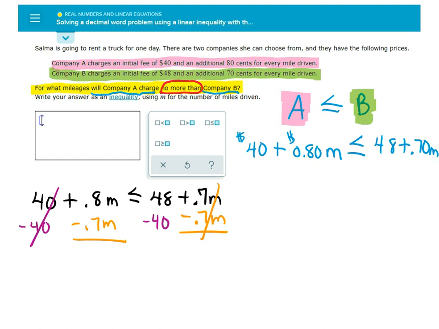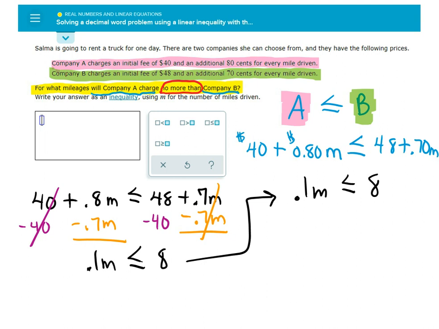So anyway, I got all my M's on the left and all of my non-M's on the right. And I just have to do the math now. On the left, 0.8M minus 0.7M would be 0.1M. And then on the right, 48 minus 40 would be 8. Now all I have to do is get M by itself. I am going to divide off the 0.1 so that it cancels here. So M is going to be less than or equal to, when you take 8 and divide it by 0.1, you are going to get 80.